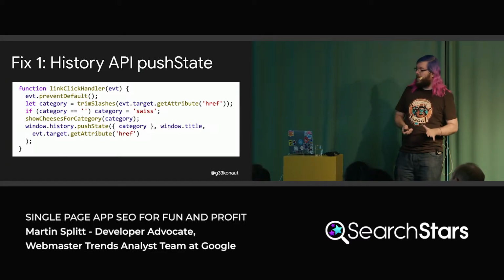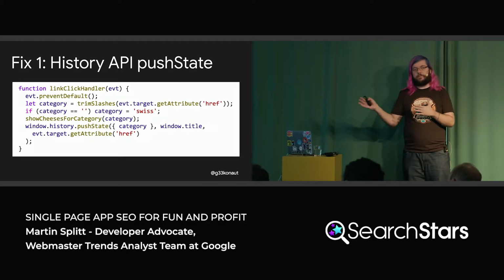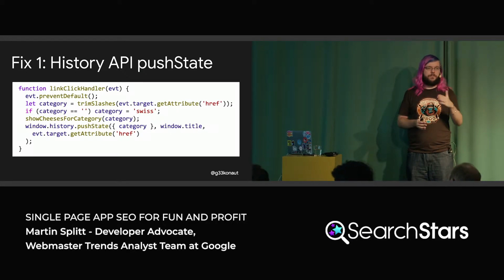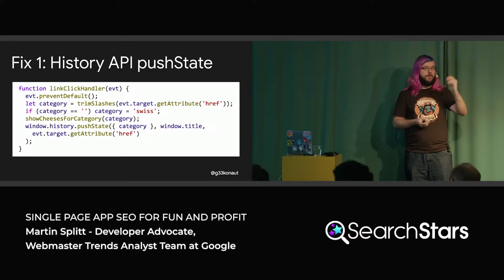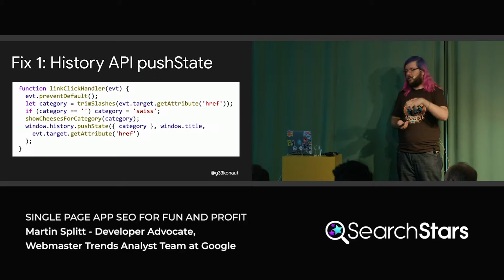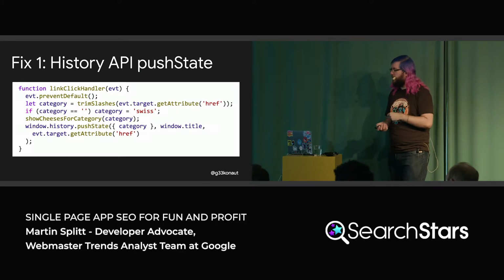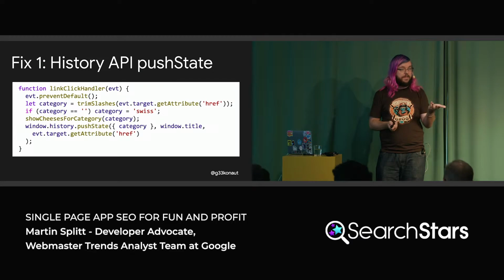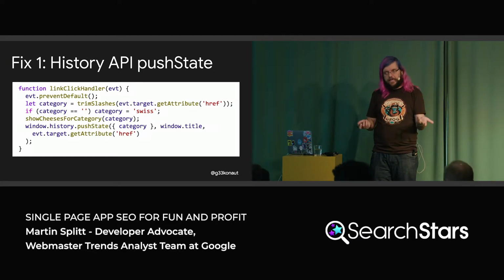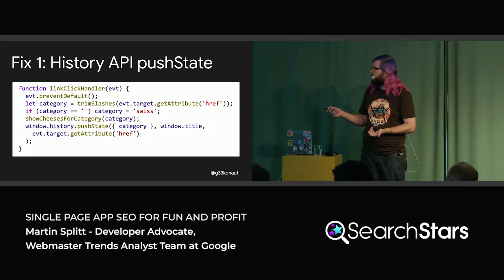Done. Next, I get something with a slash, let's say slash Swiss or slash something. I want to get rid of the first slash so that I can parse that a little more easily. That's the next line that I do here. I basically save the category, in this case like Swiss or French. I check if I have a category. If I go to slash, if I go to my homepage, I don't have a category. What do I display? The right kind of cheese. In this case, I just default to Swiss again.